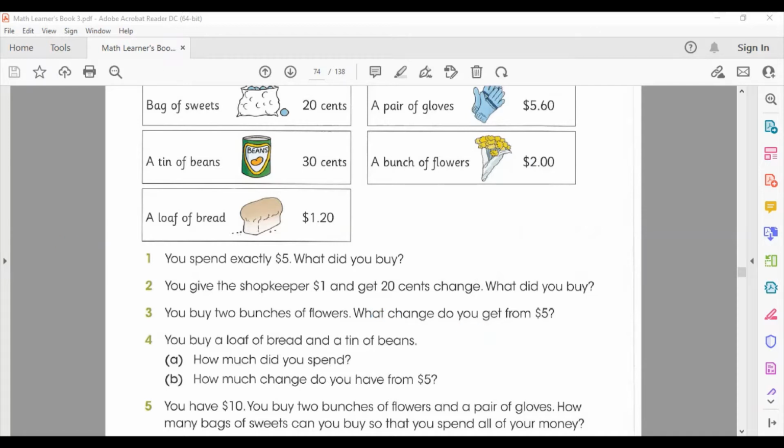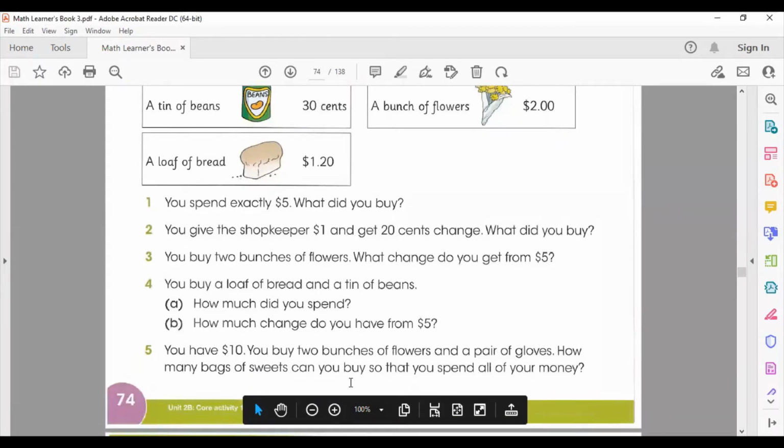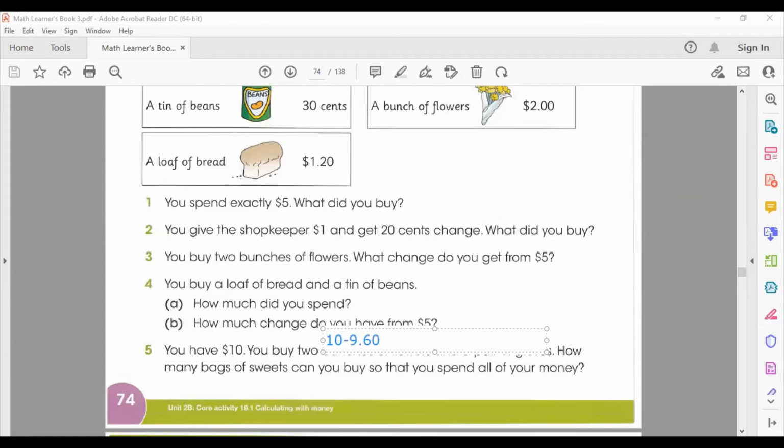We spend $9.60. We write here $10 minus $9.60. For what $9.60? $5.60 for a pair of gloves and $4 for 2 bunches of flour. So 5 plus 4, $9.60. Like this, it comes to $9.60.